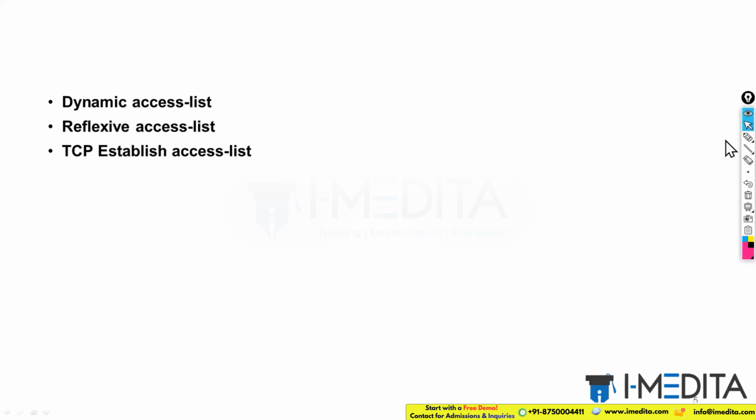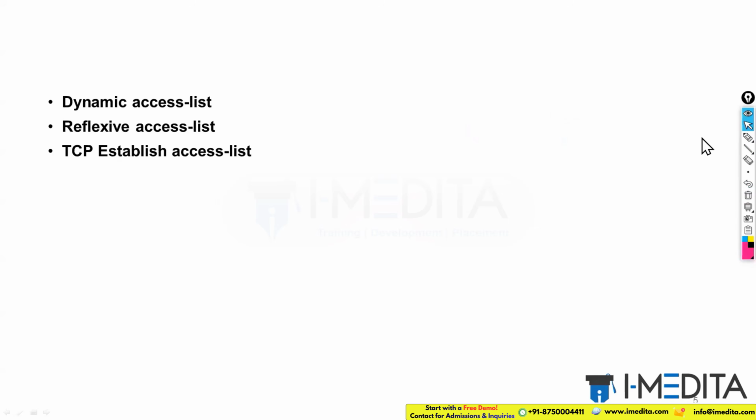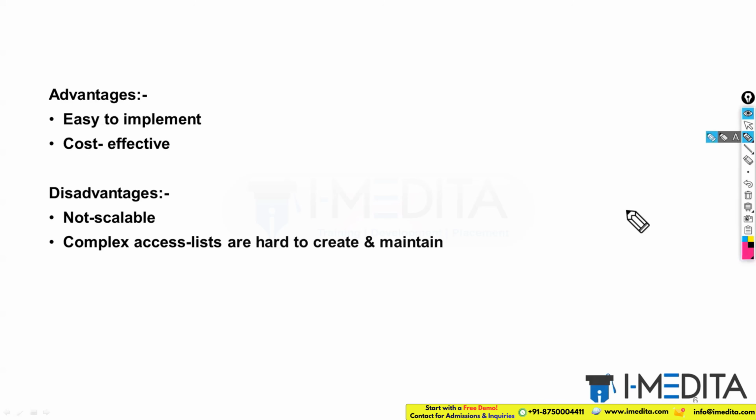Along with these, we can also use dynamic access lists, reflexive access lists, and TCP established access lists. So to make this clear: in packet filtering, a packet will be filtered based on layer 3 to layer 7, using standard, extended, named, time-based, as well as dynamic, reflexive, and TCP established access lists. When we talk about packet filtering, we get advantages like easy to implement and cost effective.